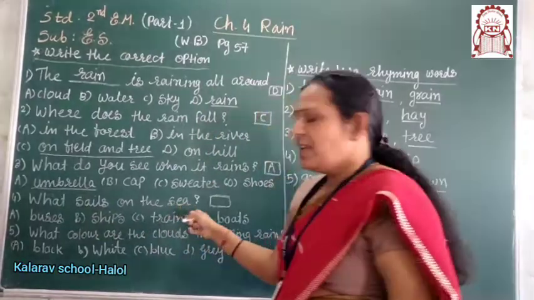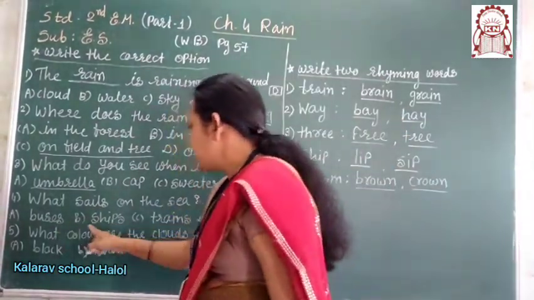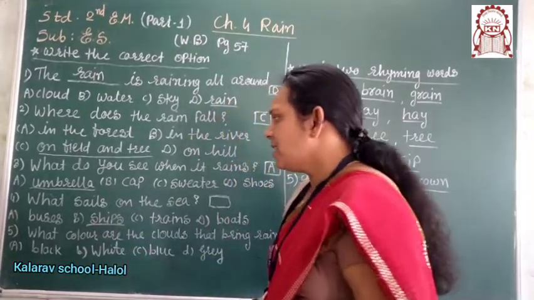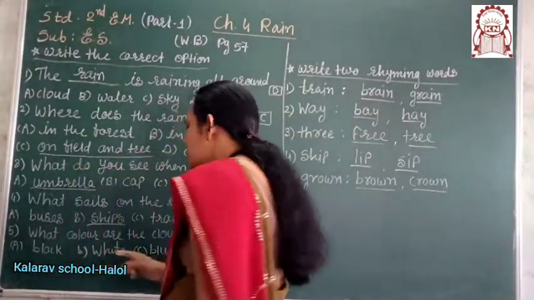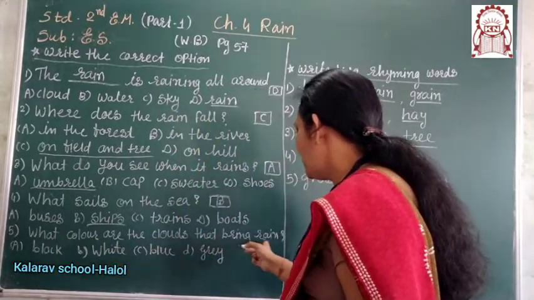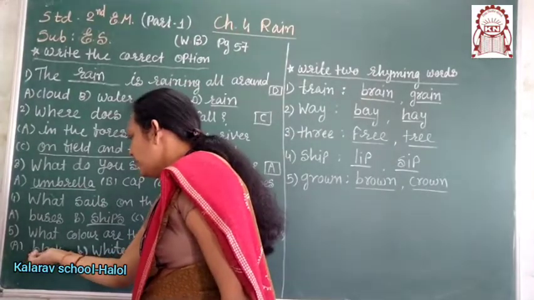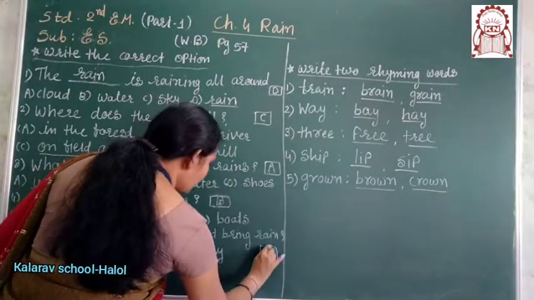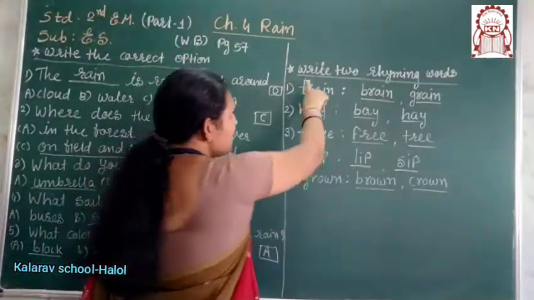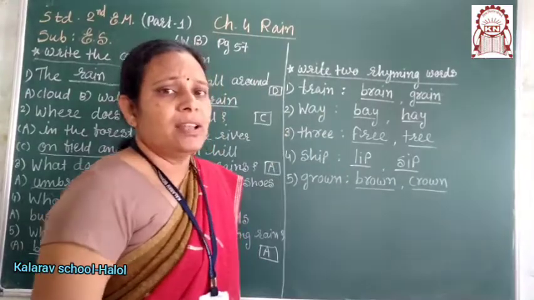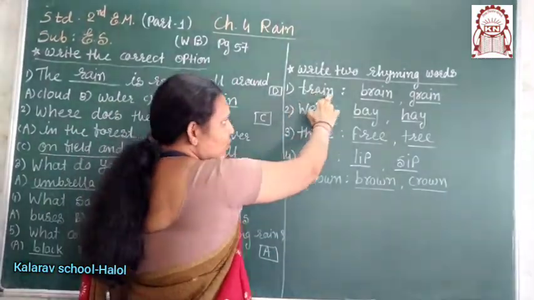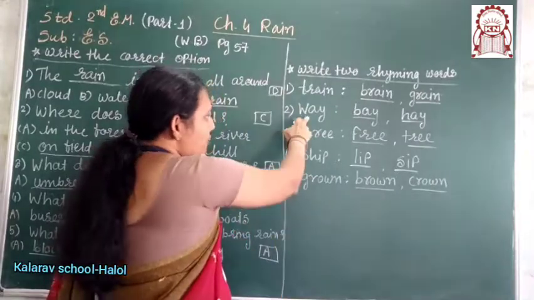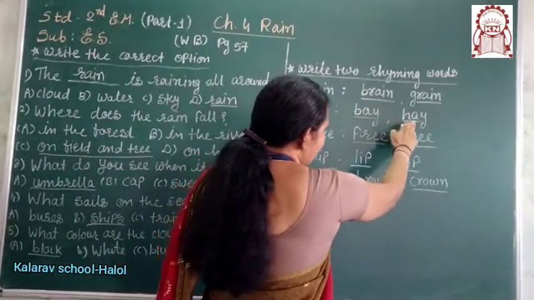Now what sails on the sea? Buses, ships, trains. Rhyming words. Now train. So the rhyming words are brain, B-R-A-I-N, brain, and G-R-A-I-N, grain. Now weigh. So B-A-Y, bay, H-A-Y, hay.